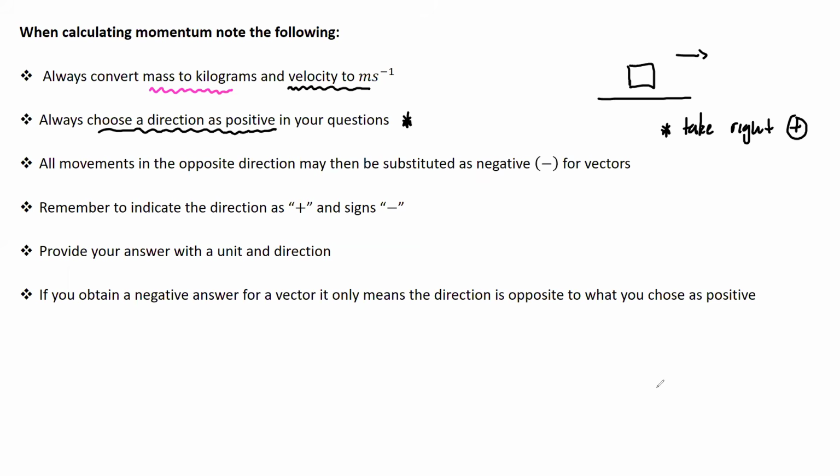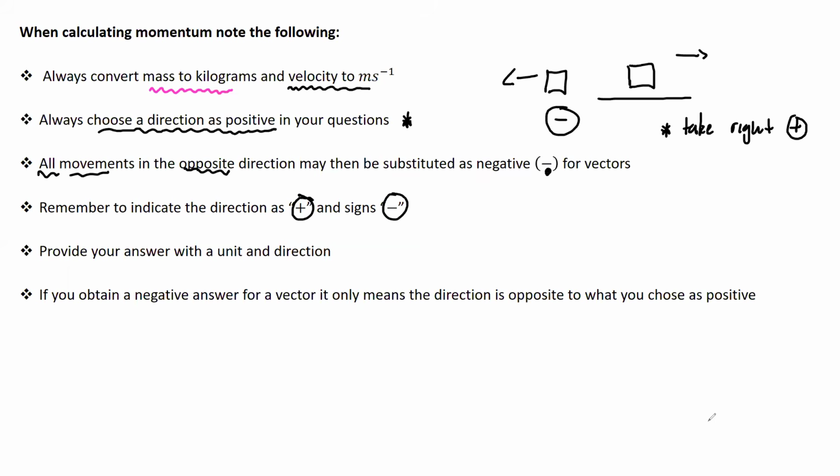Now, by saying take right as positive in this example, it would mean everything that moves opposite to what you said is positive becomes negative. Look at this third statement. All movements in the opposite direction will then be negative. So if I say right is positive, then if there is another object moving to the left, that object's movement is negative when it comes to my calculations. So that's why the plus and the minus signs are very, very important.